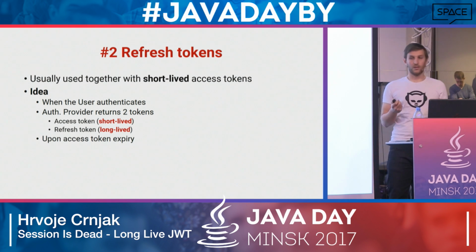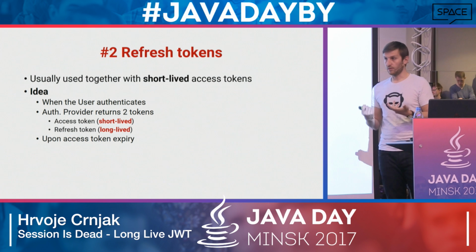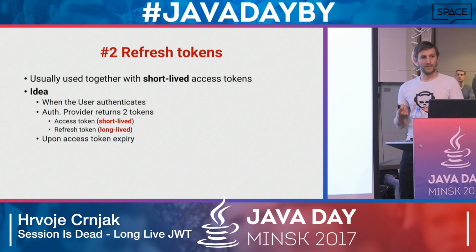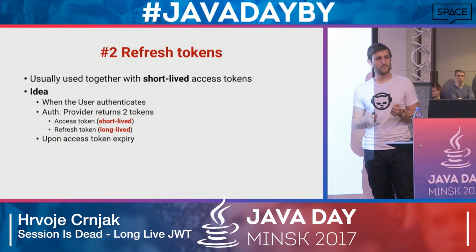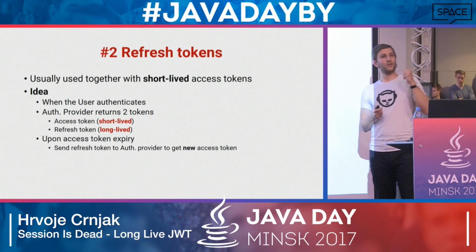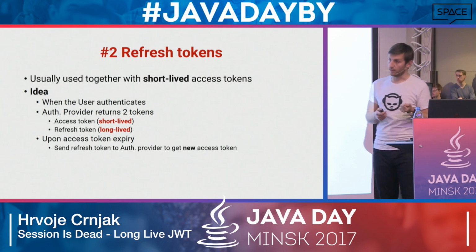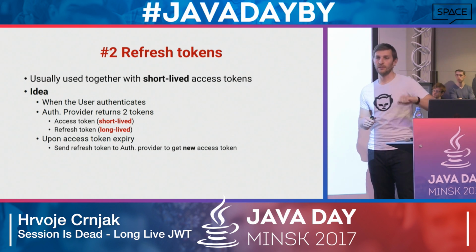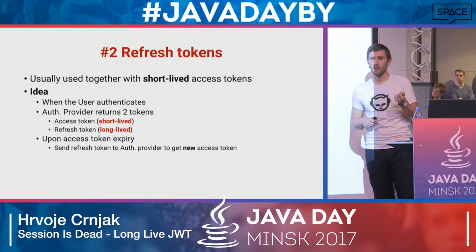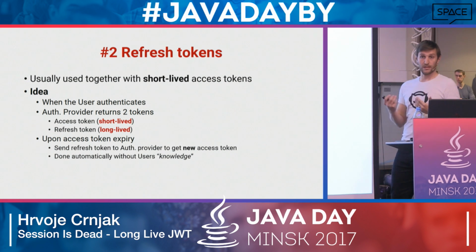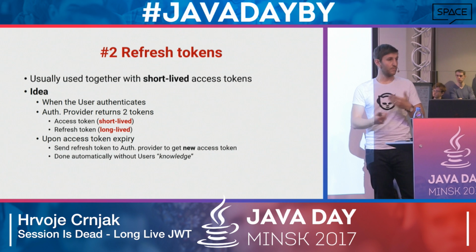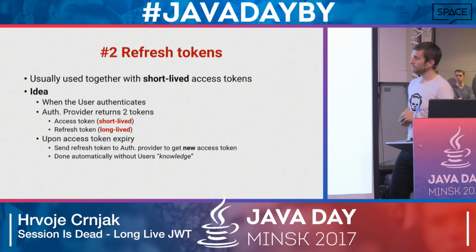Since our access token is short-lived, it will expire shortly. And when the token expires, we'll use the refresh token to get a new access token. The refresh token is sent to the authentication provider, and then the authentication provider gives us a new access token. And of course, this is all done automatically under the hood without the user's knowledge. So the user doesn't have to log in frequently. It is all handled by this refresh token.